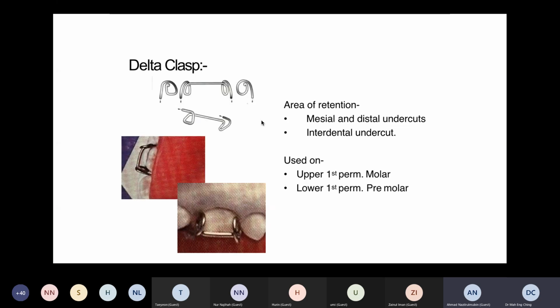So delta clasps are similar to the Adams, just that the design is a bit different. But all these delta and Adams work in a similar way. They go into the undercut, mesial buccal and distal buccal side. So during the wire bending exercises, I taught you not to bend too much in the middle. This arrowhead must be distal or mesial, so you can go into the undercut. So the area of retention is the mesial and distal interdental undercut, used only on the first premolar or first molar.